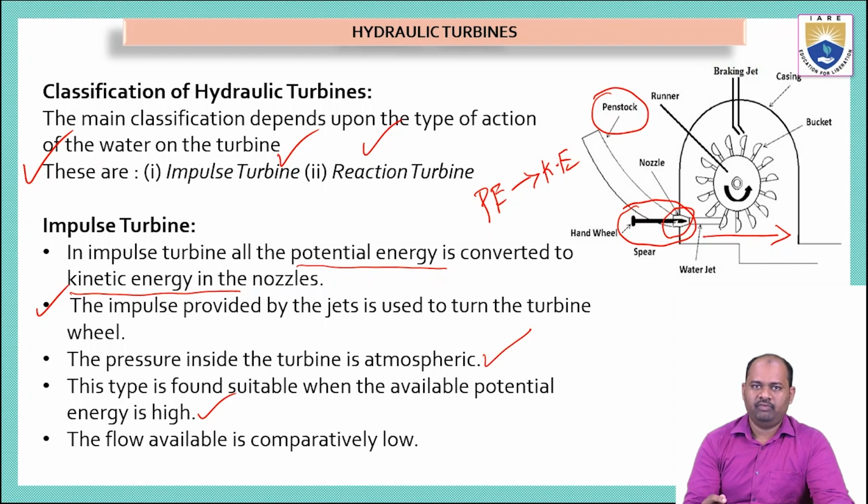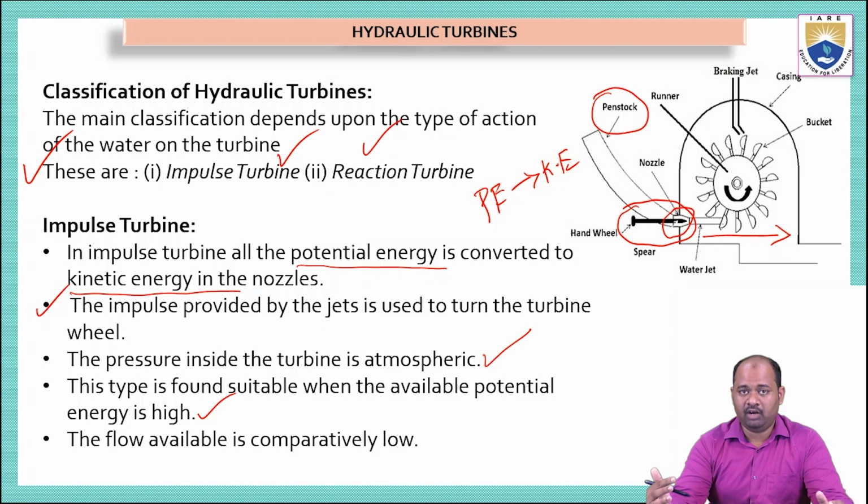When the water is stored at a very large dam, that is, the height of the water in the dam is very high, then we can go for this Pelton wheel turbine, where we will have more potential energy. Then what happens if the water head is very low?